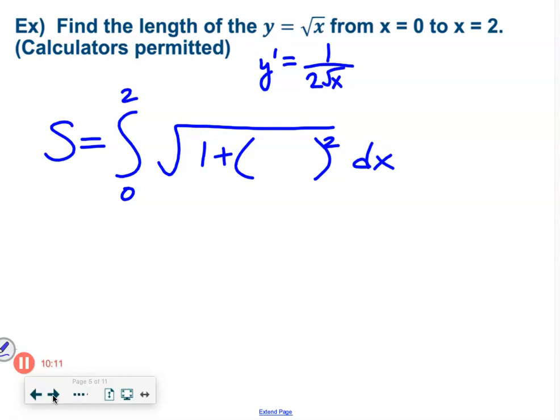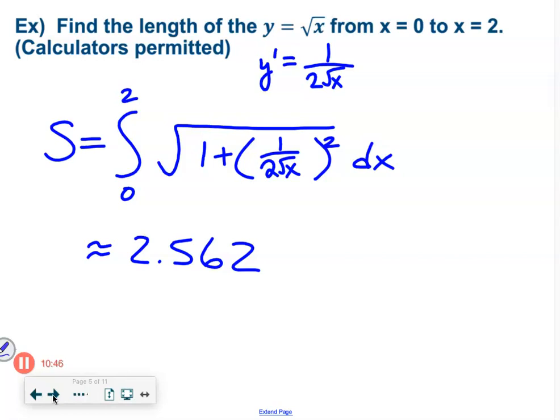Which you can write as 1 over 2 root x. So 1 over 2 root x. And then go ahead and put this in your calculator. See what you get. Oh, really? What'd you get? 2.562.